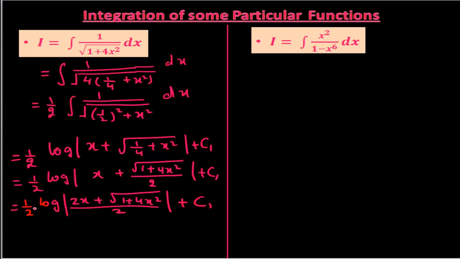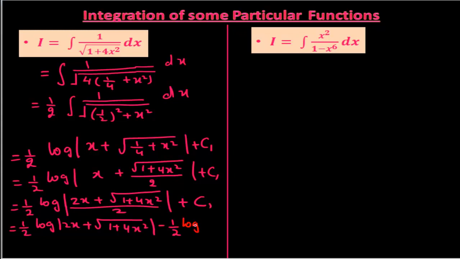plus constant of integration. Now if you look at this part, it is of the form log m over n. So we can write it as log m minus log n and both getting multiplied by 1 by 2. So separating these, we get half log modulus of 2x plus square root of 1 plus 4x square then minus half log 2 and the constant of integration. Now if you look at the last two terms, half of log 2 is a constant and C1 is also a constant. So they both undergoing whatever operation is written here will result into a new constant.